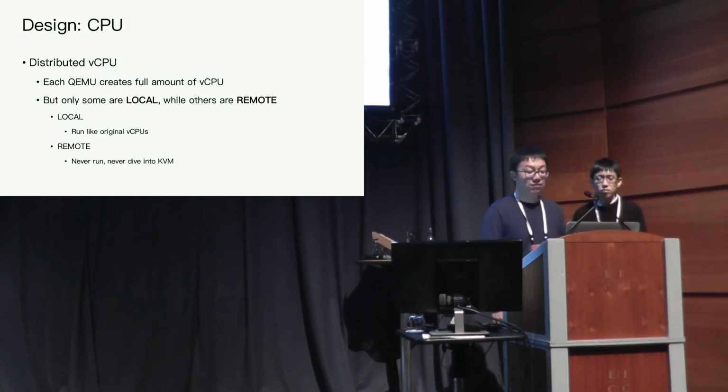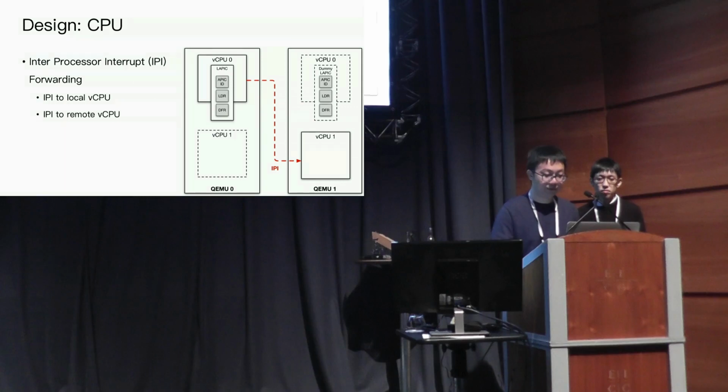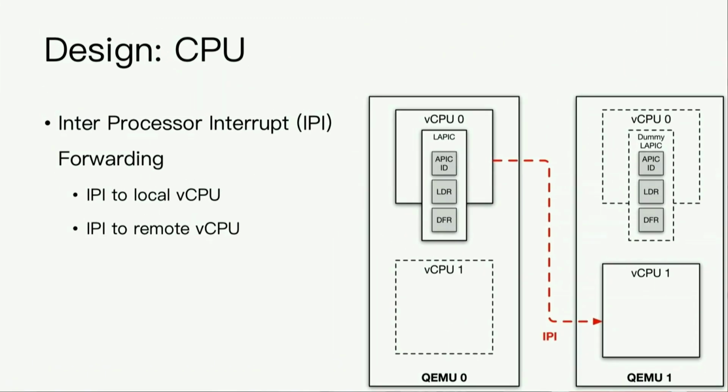Therefore, only specific vCPU threads will run on the physical CPUs of each machine, which virtualizes the distribution of vCPUs. As we have shown in the demo, vCPUs 0 to 15 are located on machine 0, and the rest of the vCPUs are located on machine 1. For machine 0, vCPUs 0 to 15 are local vCPUs, while the others are remote vCPUs. Now we have distributed vCPUs to different machines.